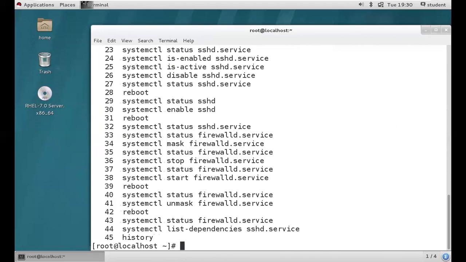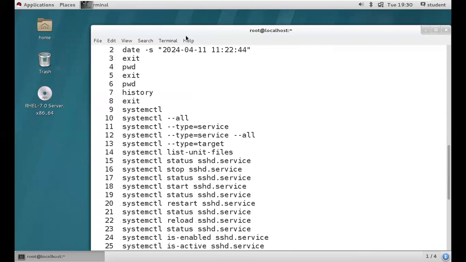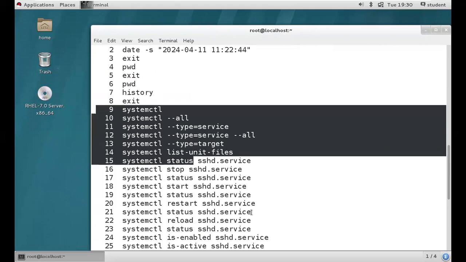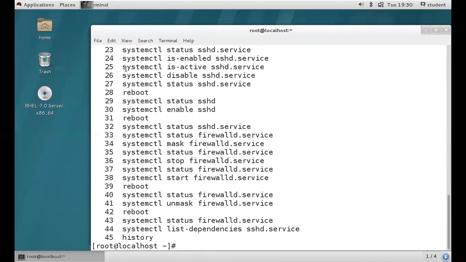services and daemons. So tomorrow we are going to discuss how to install packages into our operating system with the help of the RPM and YUM command. RPM and YUM.